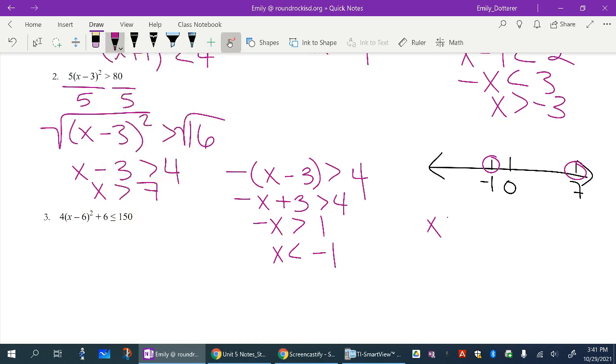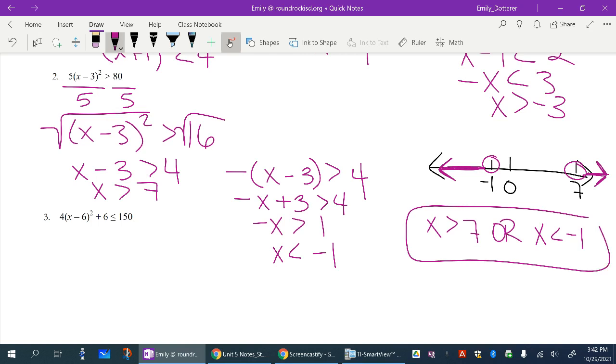So x is greater than 7. The numbers bigger than 7 are to the right. Remember, number lines always go from smallest to biggest, so our arrow will point to the right. We also have x is less than negative 1, and that's going to go to the left, because that's where the numbers smaller or less than negative 1 are. Arrows point away from each other, so it's an OR solution set. There we are.